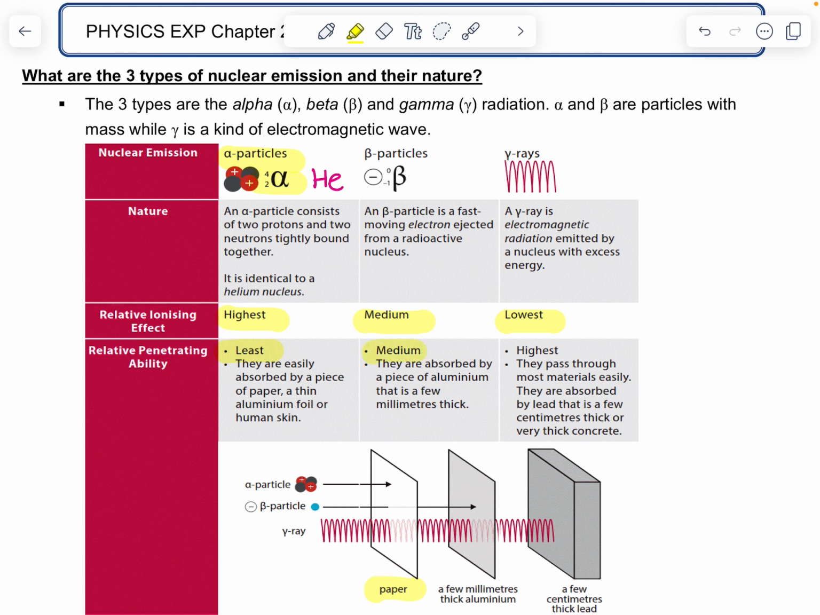For beta particles, it's medium. They are stopped by a few mm of aluminium. For gamma rays, they can penetrate through many materials, and they are only stopped by thick lead.